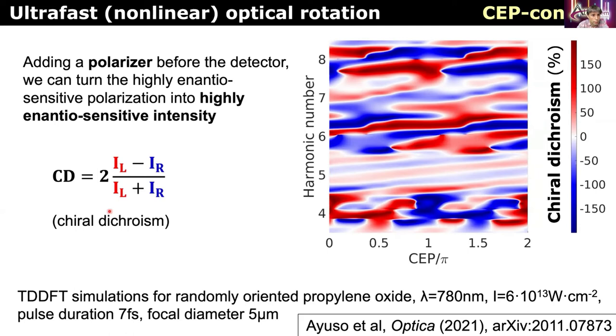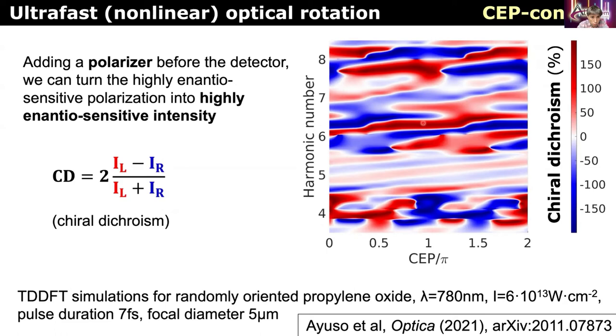So this is the difference between the intensity that you record in the left-handed molecules minus what you record in the right-handed molecules divided by the average. So this is chiral dichroism. It's represented here, again, as a function of harmonic number and CEP. And you can see that in very large regions, you can get here, for instance, you will record a lot of intensity from the left-handed molecule and nothing from the right-handed molecule. And here in the blue region is the opposite.